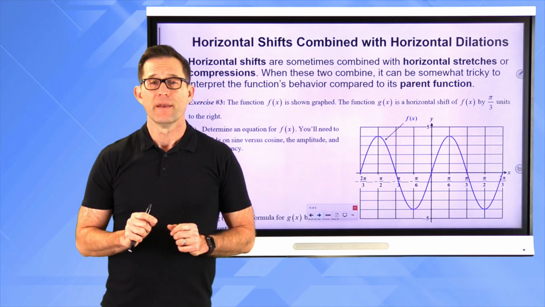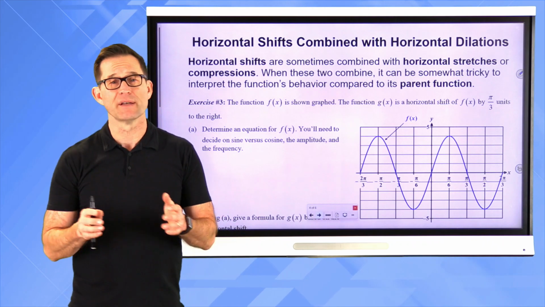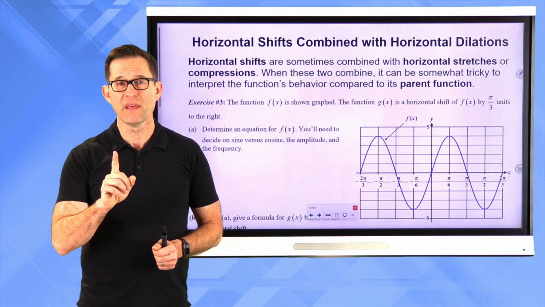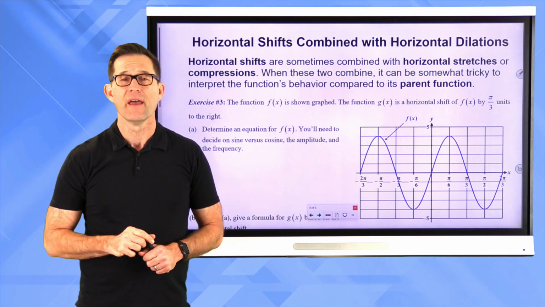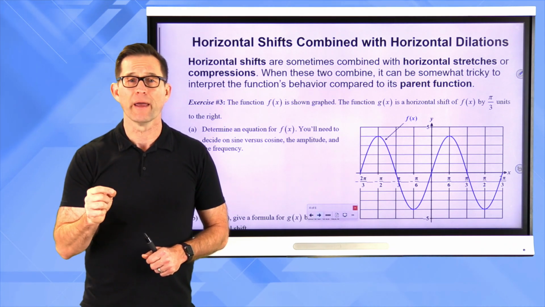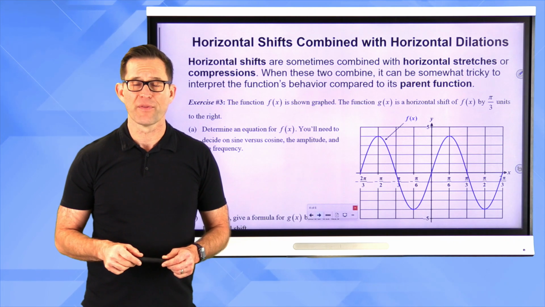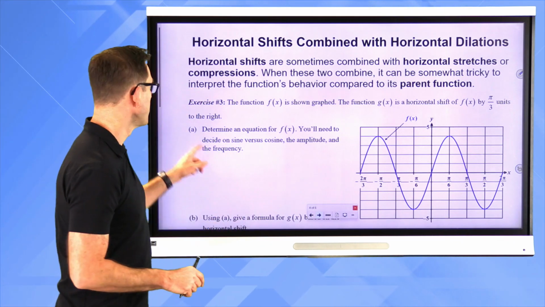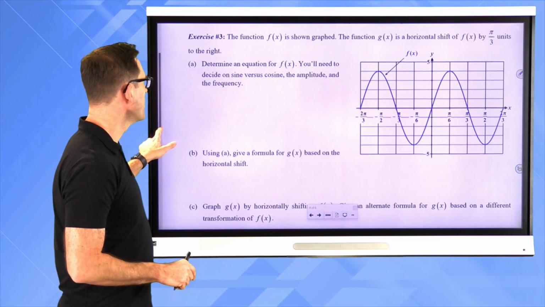All right. Now again, in both the first exercise and the second exercise, the frequency was equal to 1, the b value, the number multiplying x, and the period was equal to 2 pi. Now we're going to start to play around with that a little bit, and that's going to make the horizontal shifting a bit more complicated. But we'll handle it. It'll be okay.